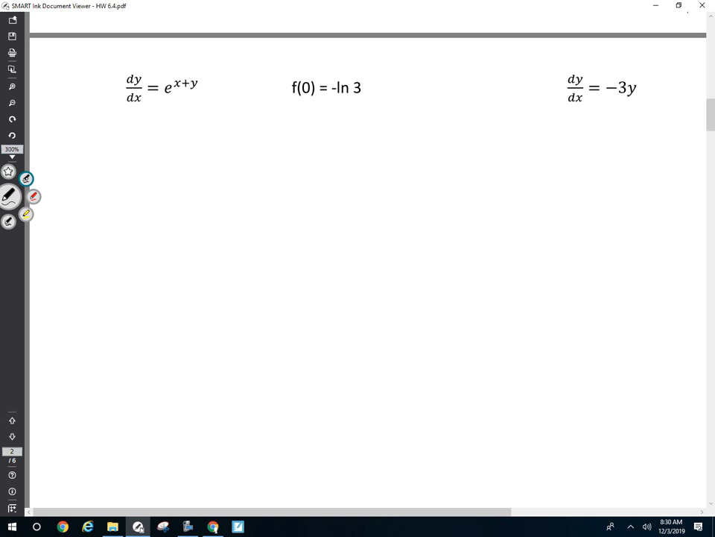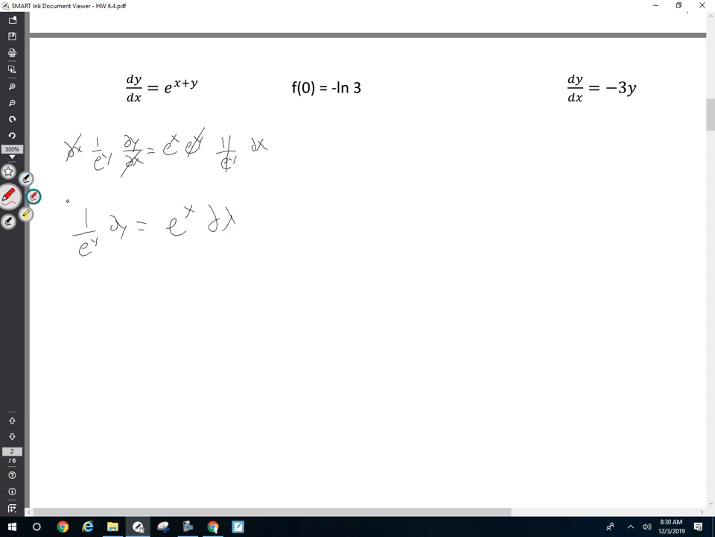Okay, next one. This one seems to be tricky in terms of separating our variables. We have x and y up in the exponent of e. The trick to this is kind of what we've been using, our exponent rules to separate things. This is e to the x times e to the y. And again, I can get rid of the y's, move them to the left side, and get rid of the dx, move it to the right side. That's gone, that's gone, that's gone, that's gone. Get 1 over e to the y dy equals e to the x dx.